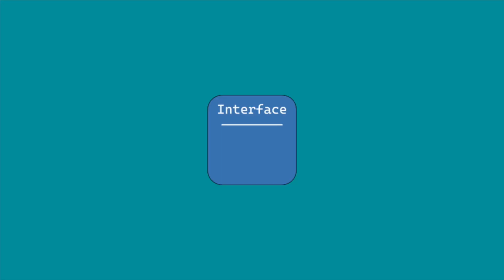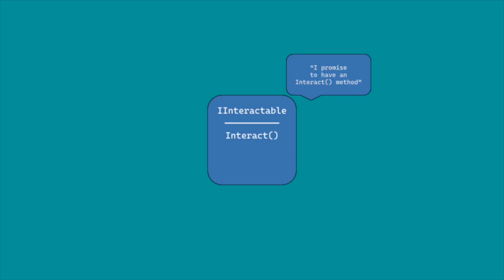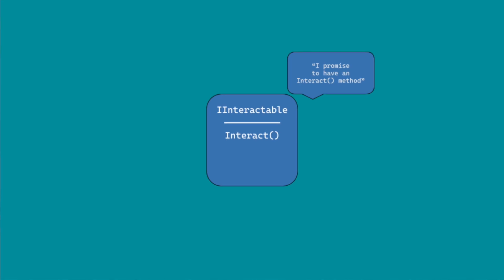An interface allows us to define a set of actions that a class must provide without worrying about how those actions are actually performed. A good way to think about an interface is as a contract or a promise. For example, imagine we create an interface called IInteractable. This interface can say, anything that implements me must have an interact method. The interface itself does not know what happens when interact is called. Instead, it only promises that this method exists.